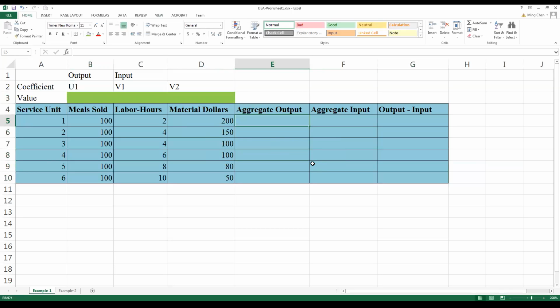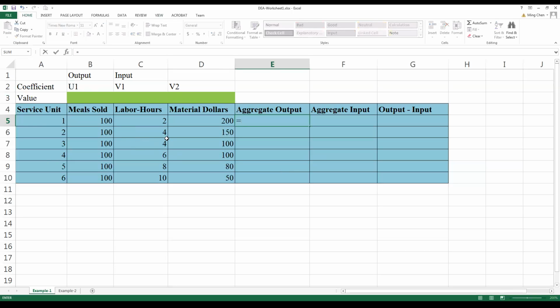First of all, let's look at what is the aggregate output. As I said, when you have multiple inputs and outputs, we cannot do comparison or benchmarking. So we have to aggregate all the outputs into a single output, and aggregate all the inputs into a single input. Let's look at the first service unit.